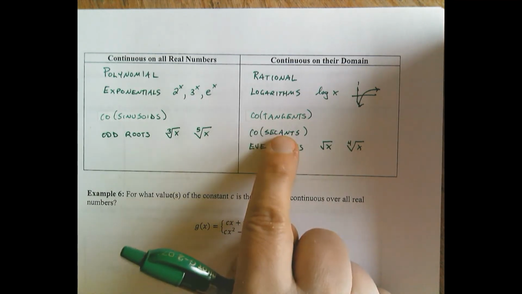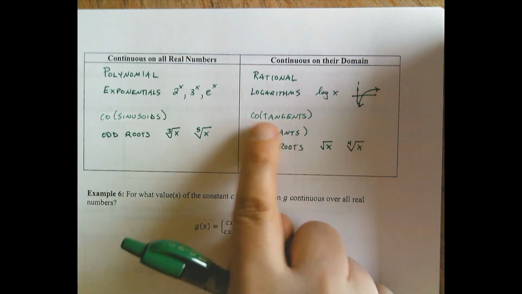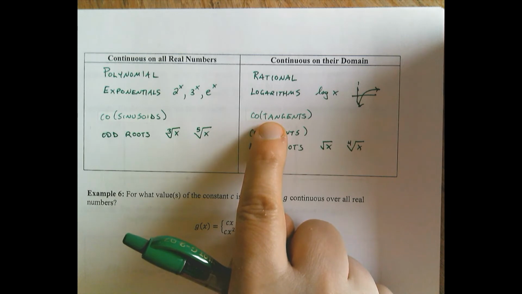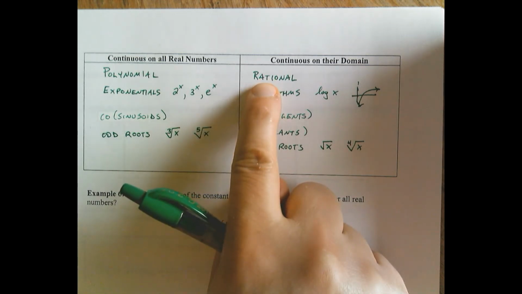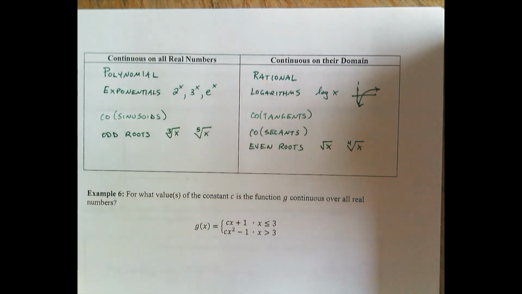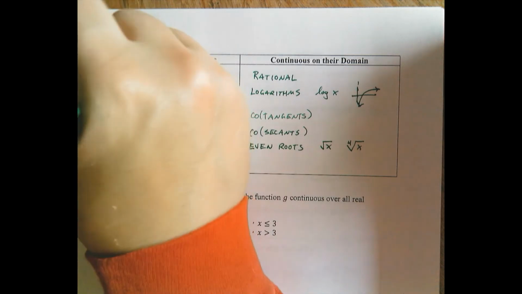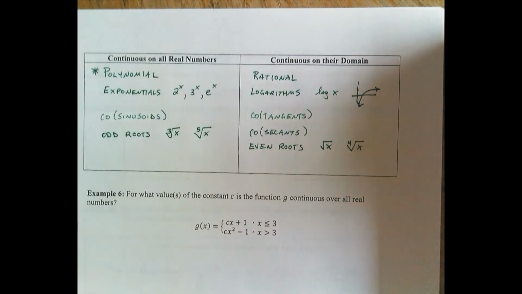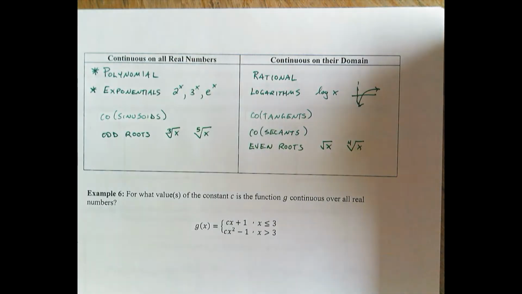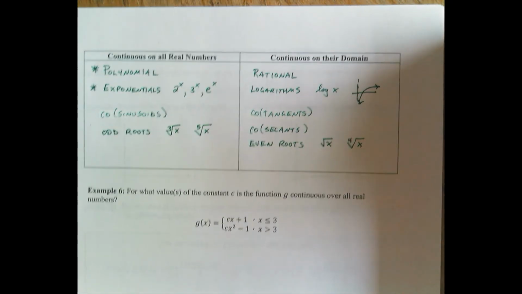Also tangents, cotangents, secants, and cosecants. And you might recall that these are ratios, like tangent is sine over cosine, so it can be kind of classified as a rational function. Likewise, secant is 1 over cosine, so it's kind of a rational function. By far and away, recognizing polynomials and exponentials helps speed up a lot of problems.